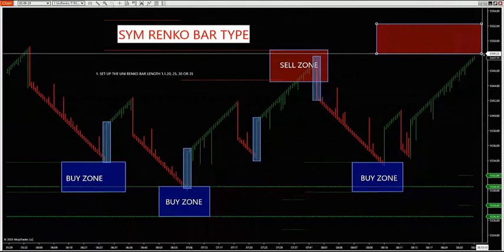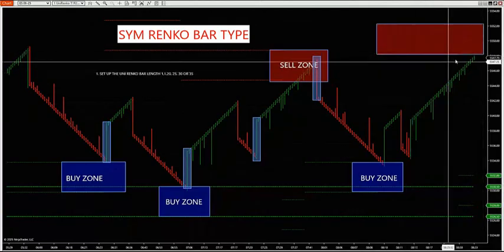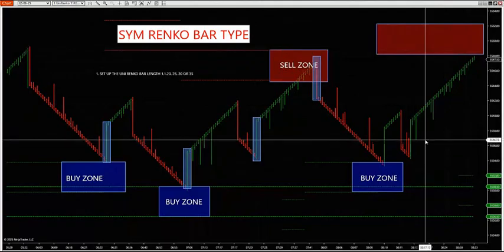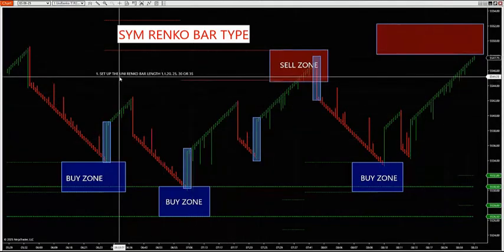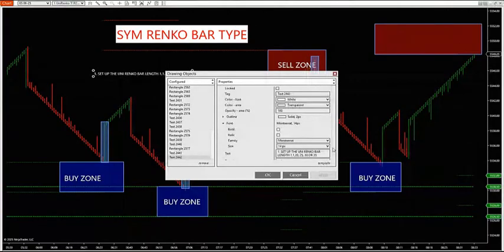We're right at the top of the sell zone right now. It's got to get into it. Got to get into it and close. Close inside of or touch it. So first set up your Renko bar type. Very simple.